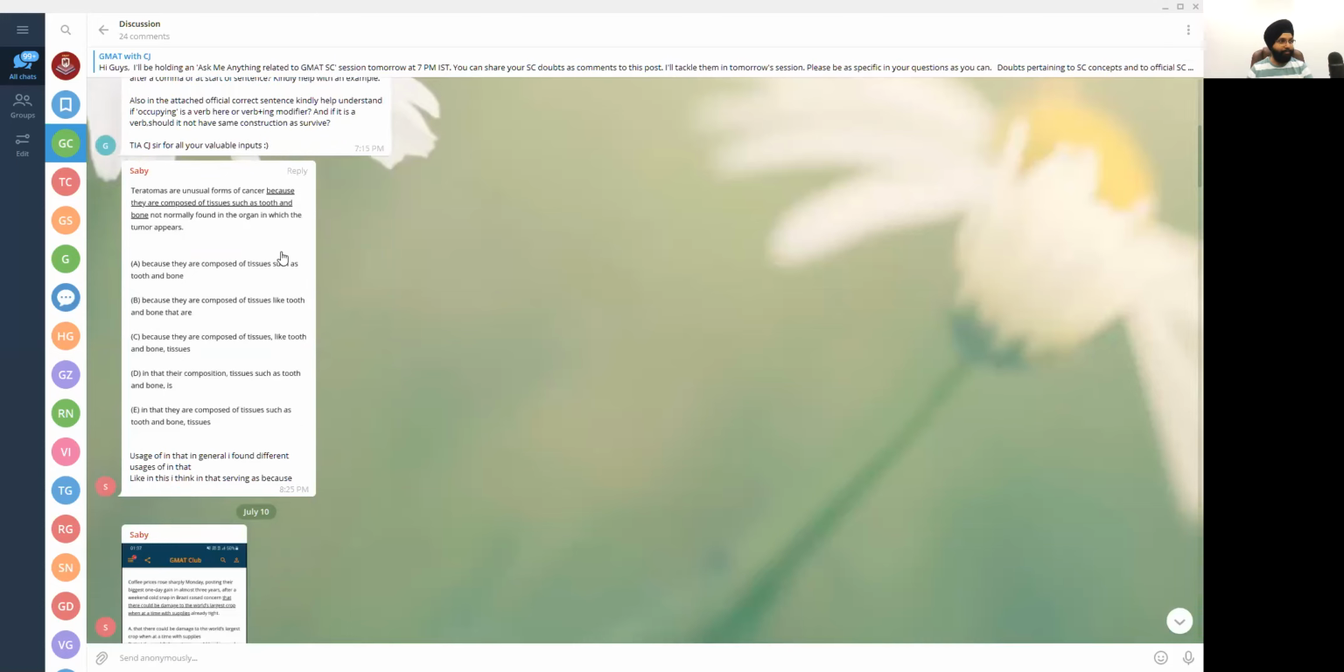So it's not a verb. Let's look at the second one. Use of in that in general. Okay, you are Garfield. We just discussed your doubt, Devarshi. We just said a verb-ing word can never act as a verb without a helping verb. That's a rule without exception. Just need to remember that.